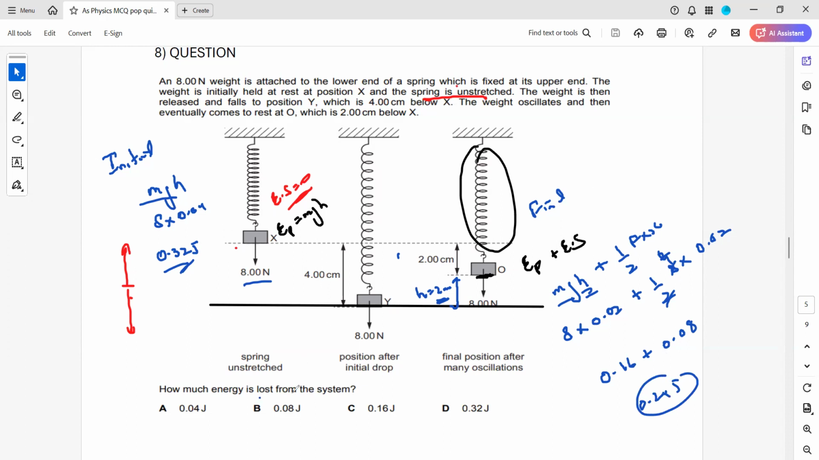The question is how much energy is lost. So we just subtract 0.32 minus 0.24. So how much energy is being lost? So 0.08 joules of energy is lost from the system. Is it clear, this one?